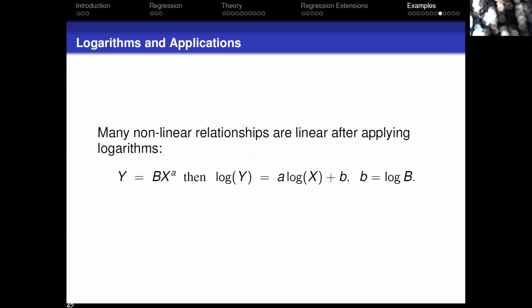All right. So just, very quickly, many nonlinear relationships, as I've mentioned, are linear after you apply logarithms. So if I have big Y equals big B times X to the little a, and when I take logarithms, I get the log of big Y is a times the log of big X plus little b.